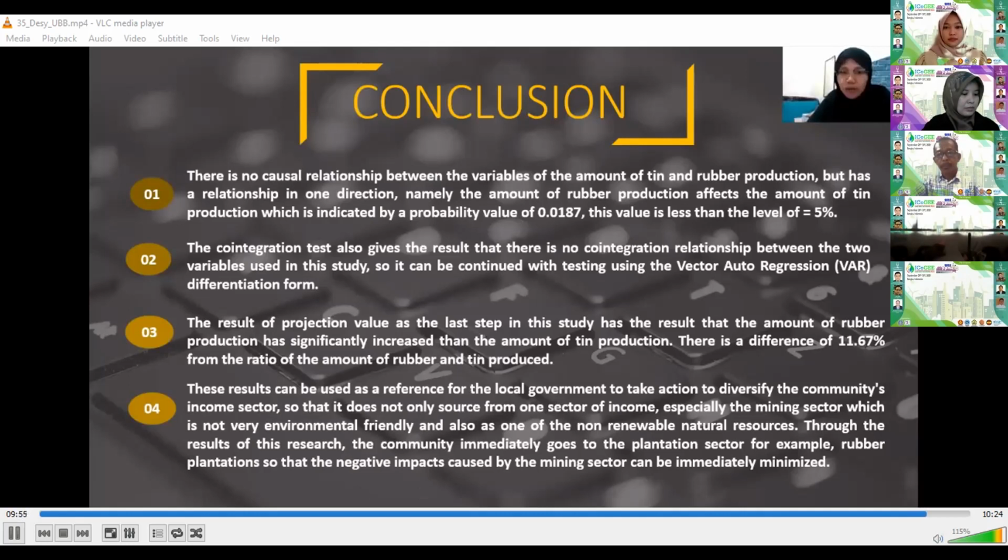Through the result of this research, the community can immediately go to the plantation sector, for example, rubber plantation, so that the negative impact caused by the mining sector can be immediately minimized.